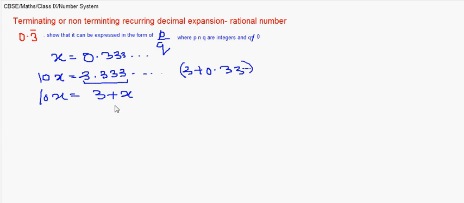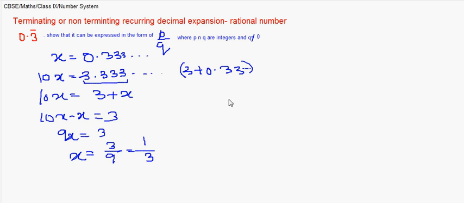Now if we solve, 10x is equal to 3 plus x. Oh, I made a mistake; I should be carrying x to the left. That's giving me 9x is equal to 3, and x then becomes 3 by 9, that is equal to 1 by 3. So x has been successfully represented as 1 by 3 in the form p by q, as q is not equal to 0.